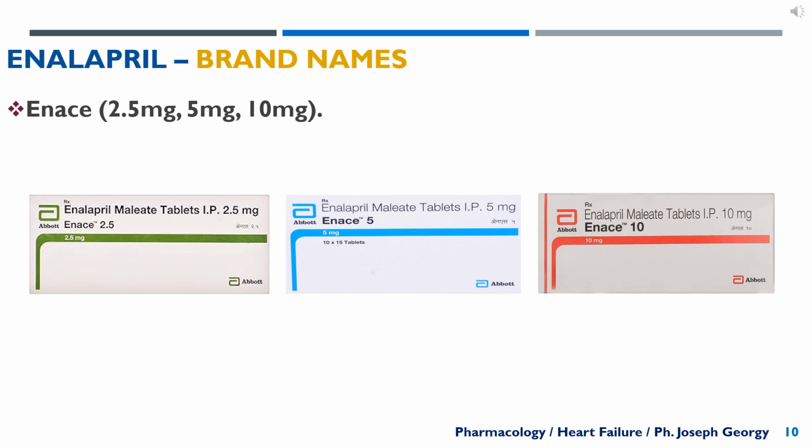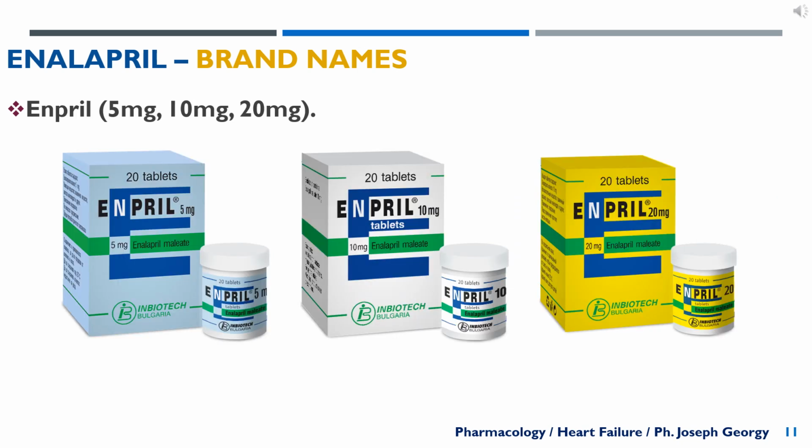We also have Inase in 3 main doses, which are 2.5, 5, and 10 milligrams, and it's enalapril maleate tablets, so it's used orally. The same oral form tablets in 3 main doses, which are 5, 10, and 20 mg, are within this brand, which is Impril.